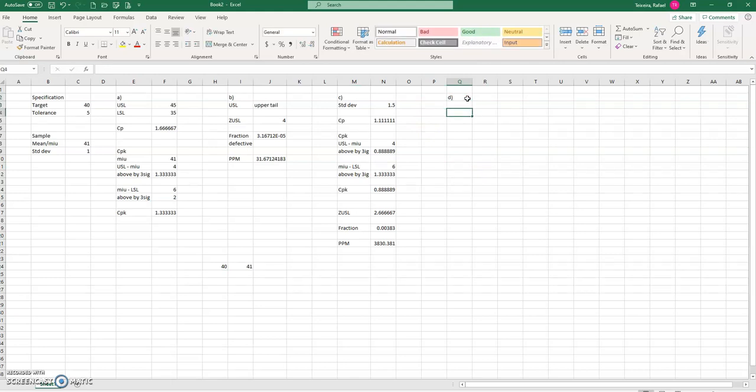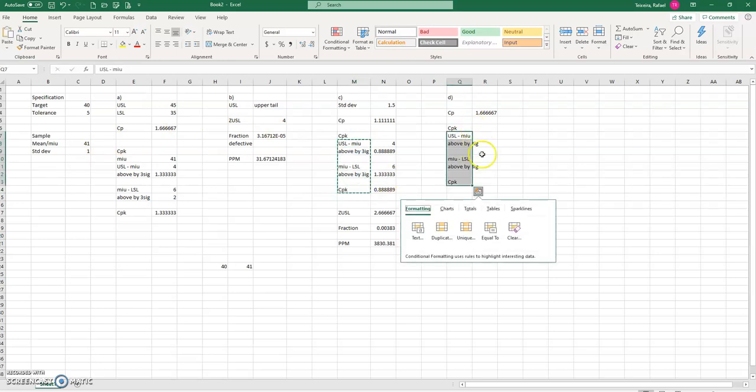So let's compute CP. Remember, our formula for CP is the upper minus lower divided by 6 times the standard deviation. So what I do is equals, open parentheses, upper minus lower, divided by 6 times the standard deviation, which is here. So it's 1.67, okay? Now CPK. The CPK will have all these parts here. Let me put them here, okay?